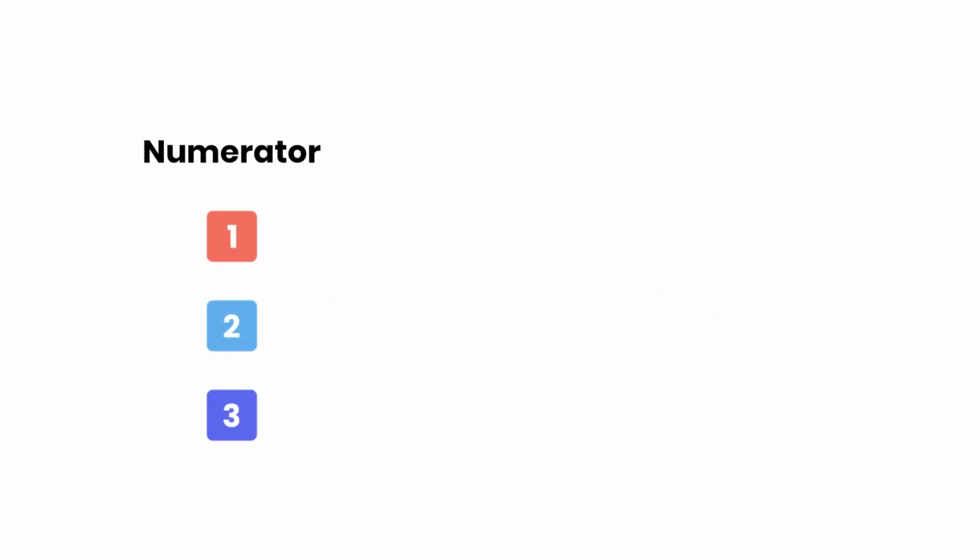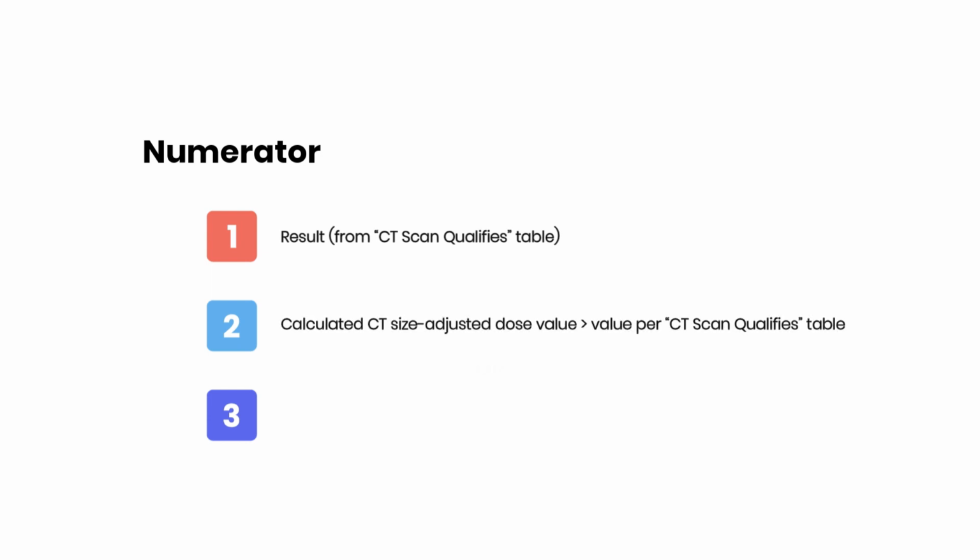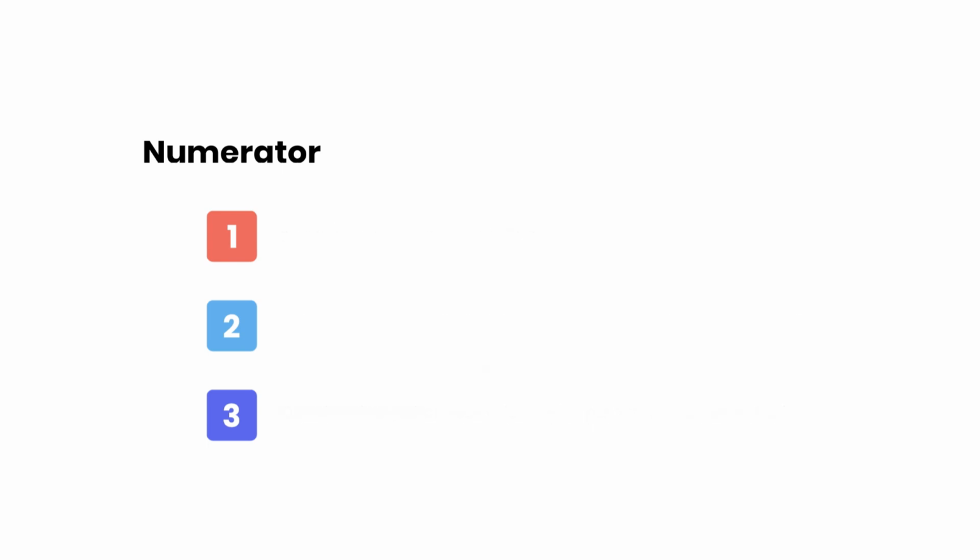And finally, the numerator is a patient encounter that qualifies for the denominator population, is not excluded, and has either a noise or a dose above the listed threshold. And the thresholds for noise and size-adjusted dose vary based on the specific CT scan category.